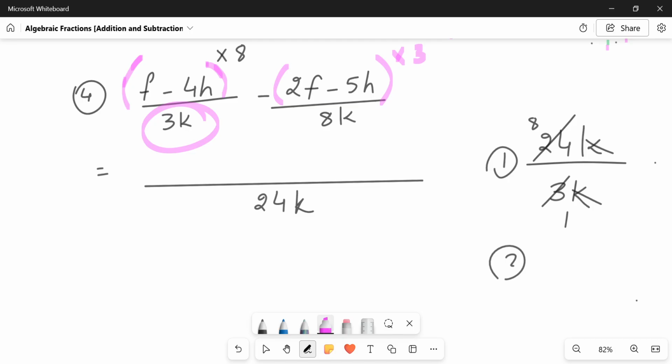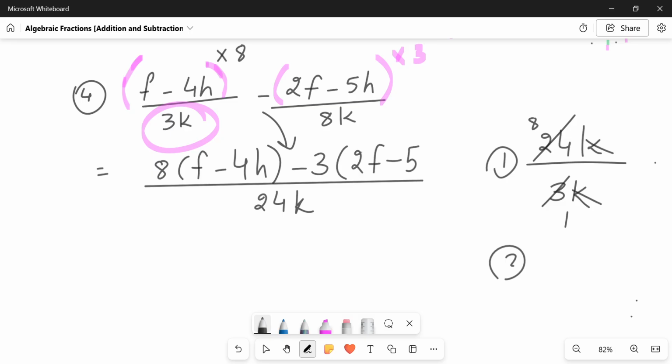Okay, now what we need to do, you need to do one step. I'm not doing it directly, okay? 8 times F minus 4H. Here it's a minus sign. Okay, this minus sign and then 3 and the bracket 2F minus 5H. Okay, this one was the rough work.